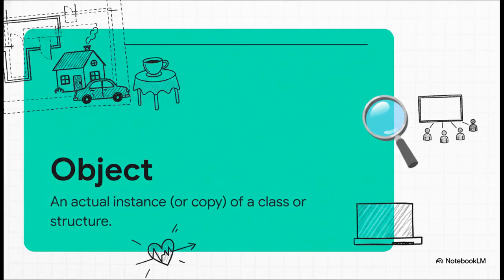And that naturally leads us to the object. If the class is the blueprint, the object is the real deal physical house that gets built from that blueprint. You can't live in the drawing, right? You live in the house. So the object is a real, tangible instance that was created based on the rules of the class.